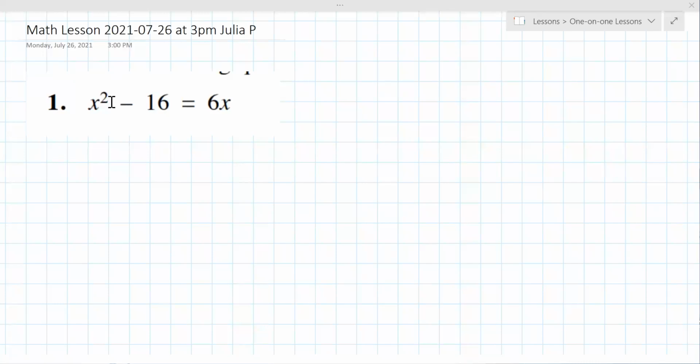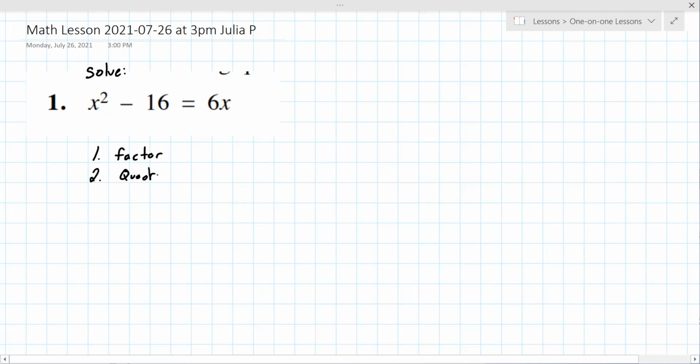If you're seeing my screen, you should see x squared minus 16 equals 6x. Yes. Great. This question, there's a couple of different ways you can solve it. You'd probably say solve. Let's just review some of those options. You could factor, maybe. You could use the quadratic formula. You could complete the square, which is actually what the original instructions said, but we're not going to do that. And then the last one, you could graph it.